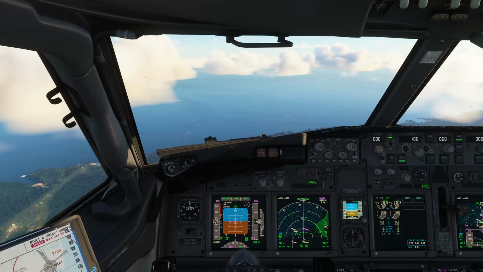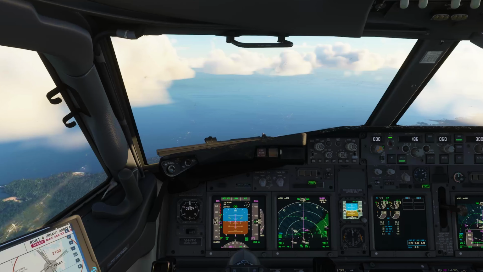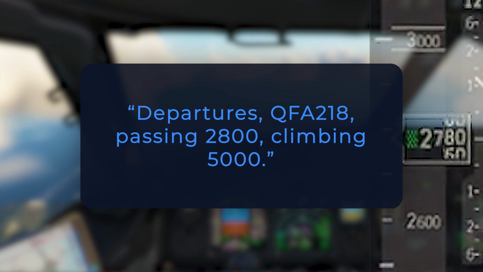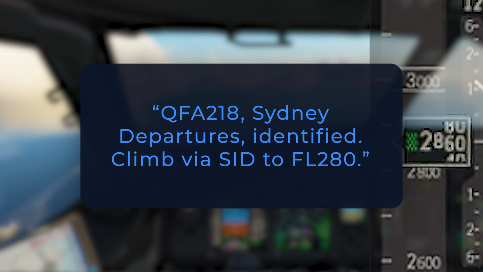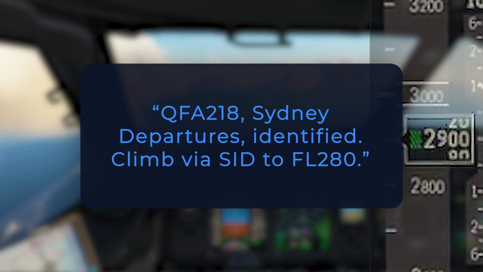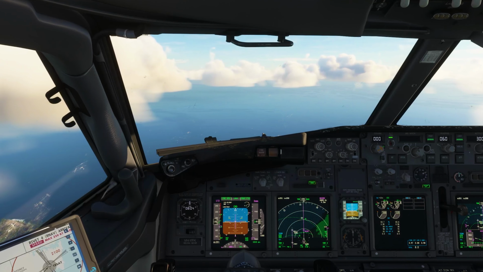Once airborne, call the departure controller as soon as possible and report your level passing and cleared level. Departures, Qantas 218, passing 2,800, climbing 5,000. Qantas 218, Sydney Departures, identified, climb via SID, flight level 280.